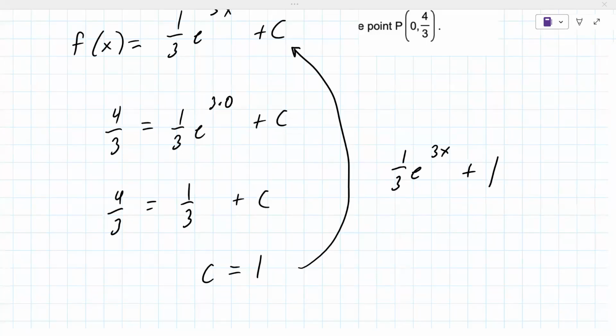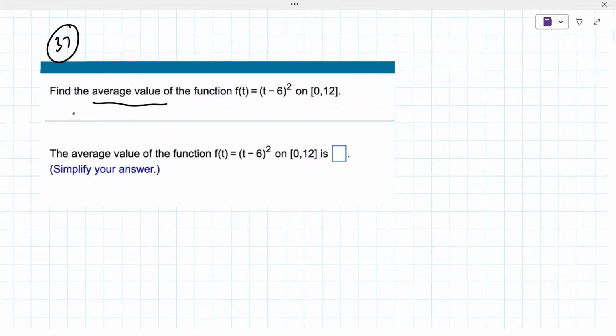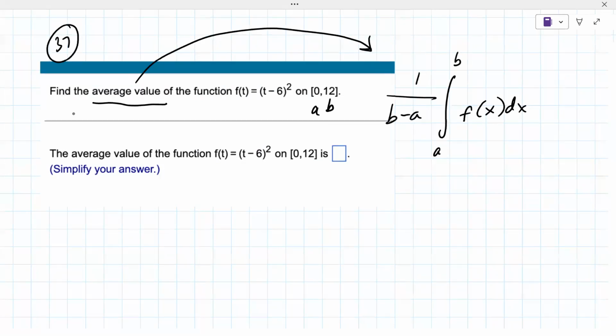All right, so the next one here looks like it's a calculator problem. This is number 37. Average value: find the average value of the function. The formula for average value is 1 over b minus a times the integral from a to b of f of t dt. It does have an important geometric meaning, but you don't need to know that. You just need to know that average value is this. So for you, it's 1 over 12 minus 0 times the integral from 0 to 12 of (t minus 6) squared dt.